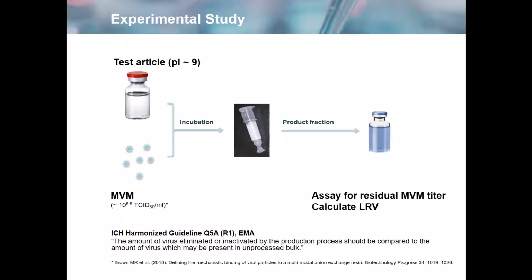Per the ICH Q5A guidelines, the amount of virus eliminated or inactivated by the production process should be compared to the amount of virus which may be present in unprocessed bulk. There's a fairly lengthy calculation used to determine this value, so I would recommend that you speak with the CRO that you are working with to determine the appropriate amount of clearance that you are required to achieve.